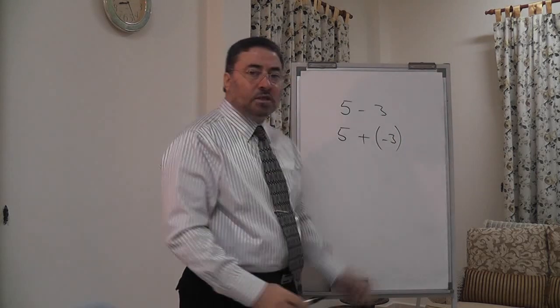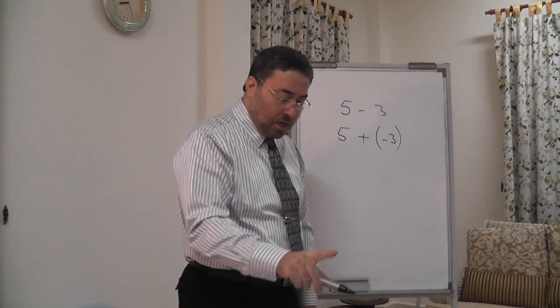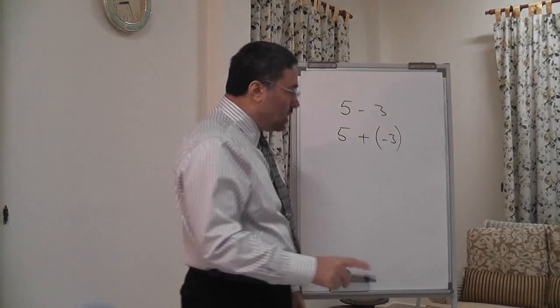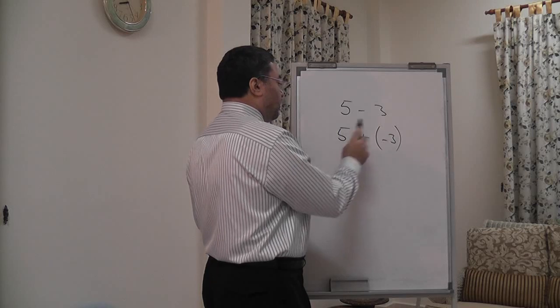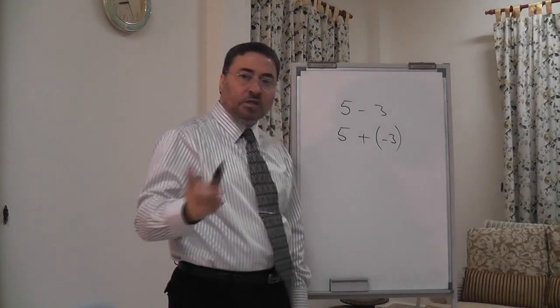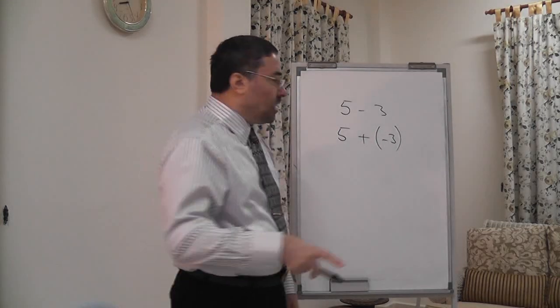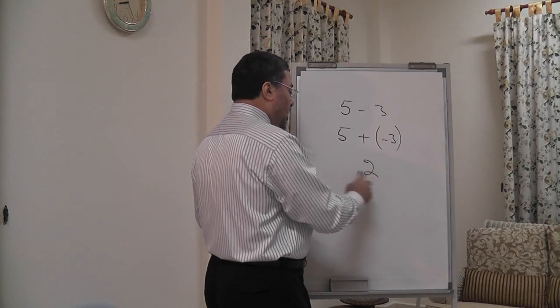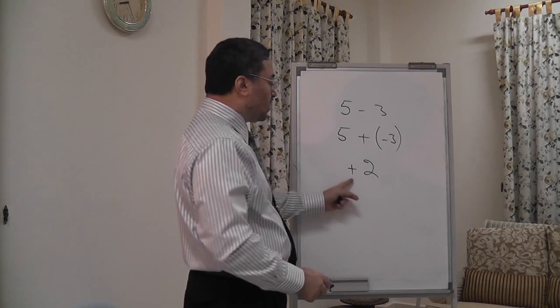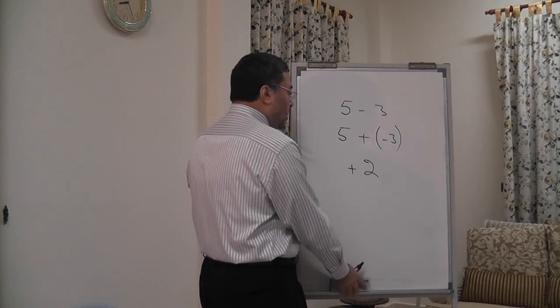Now, once we get to this point, we can use the rules from the previous chapter, and the rule says if I'm adding a positive to a negative, I get their difference, and then the sign of the difference will be the sign of the larger. Here the difference is 2, and the larger is 5, so this will be plus 2, and that's the answer.